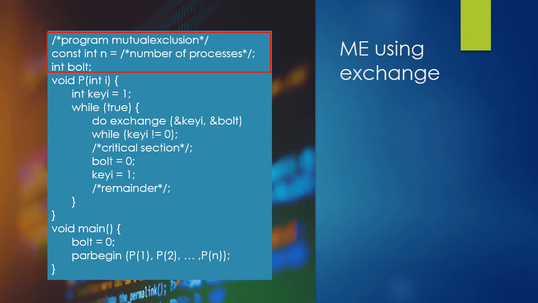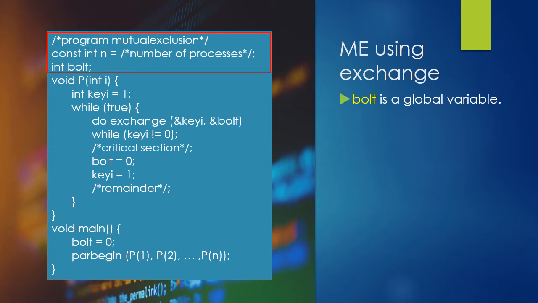We will declare a constant global integer n. Constant means it has a fixed value. Global means it can be seen by the main program and all the other processes. N will determine the number of processes that will be created to run in parallel. Bolt is a global variable.